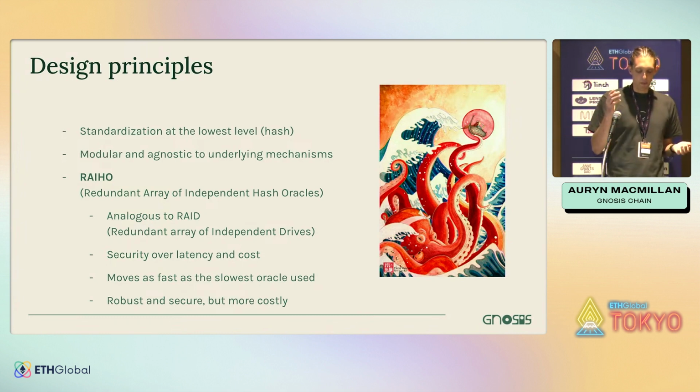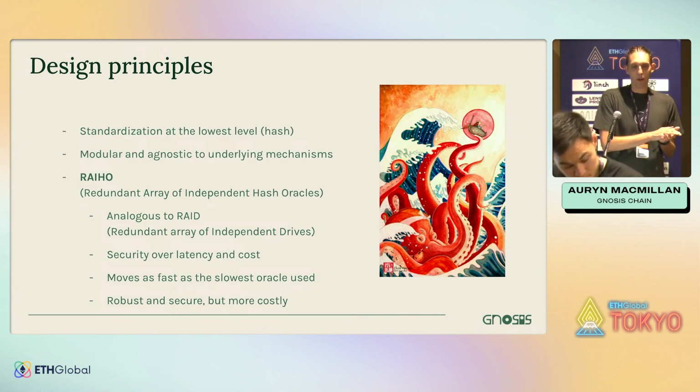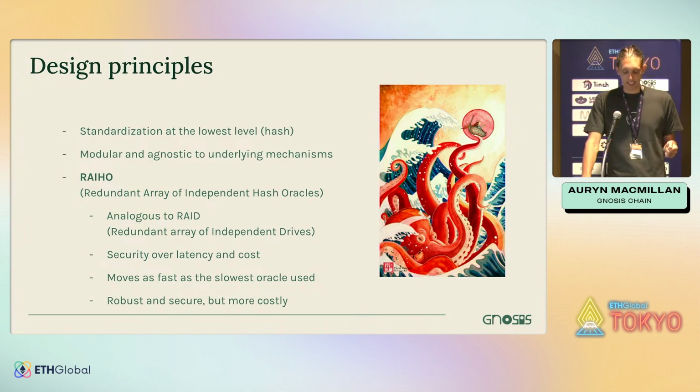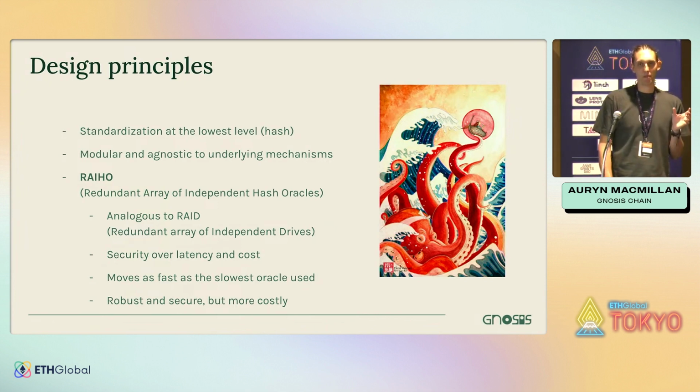And then, this idea of RIHO, redundant array of independent hash oracles, analogous to a RAID. It prioritizes security over latency. So it moves as fast as whatever your slowest oracle is in your threshold of oracles, and then prioritizes robustness and security over execution costs. So it's slower and more expensive than every other bridge mechanism because it requires redundancy, but in doing so you gain a much better security model, or much better security assumptions.